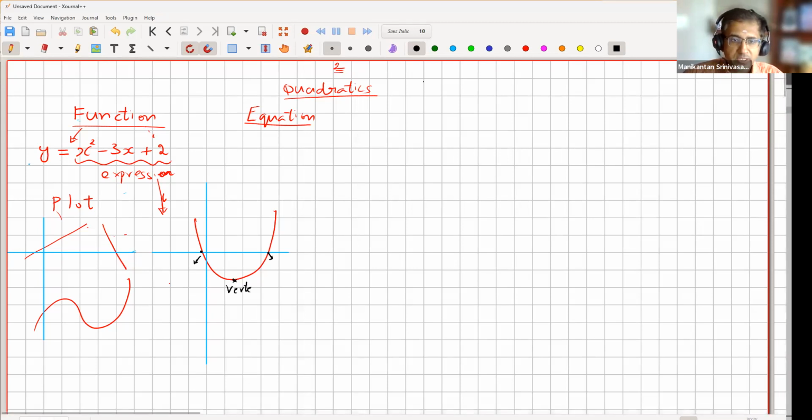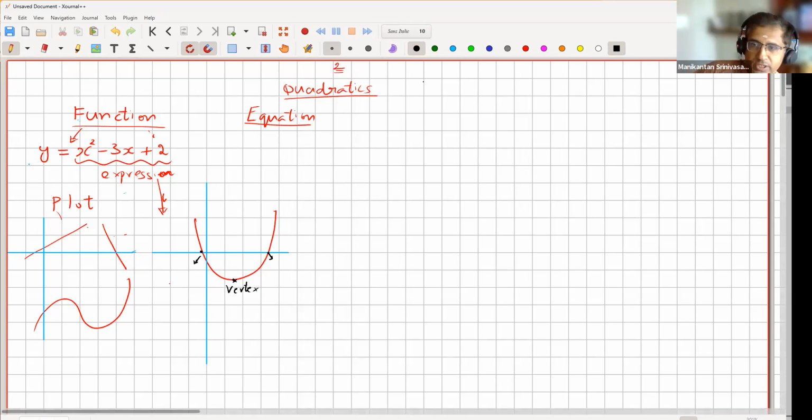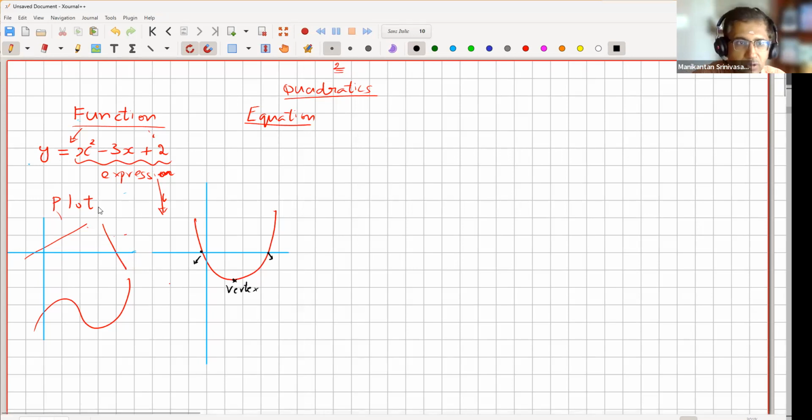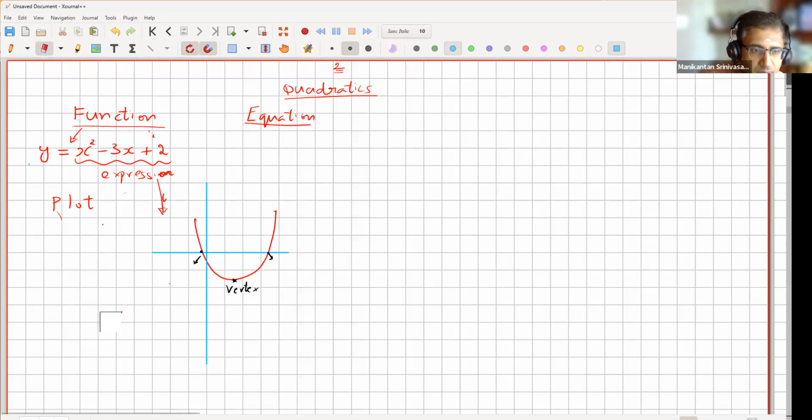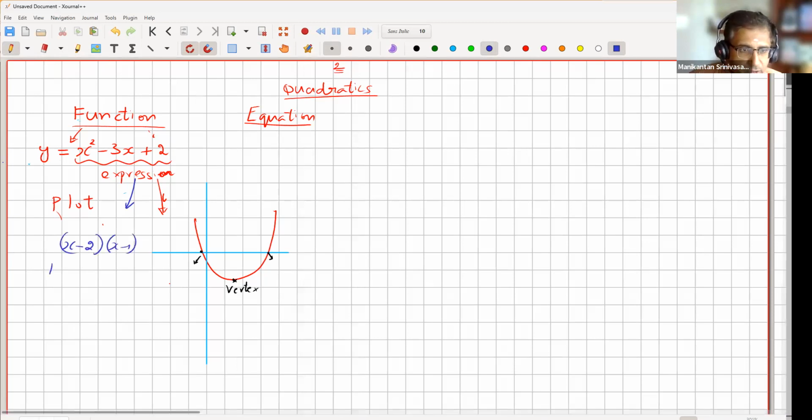So you can do all of these with a function. You can plot and ask a lot of questions. When does the function take a particular value? Or rather, when does the y value equal a certain numerical value, right? That's all function. And you can also factorize a function. So for example, this expression here is x minus 2 times x minus 1, as you can see easily, right? So it's factorizable. So you can factorize a function and plot it. These are the main things.